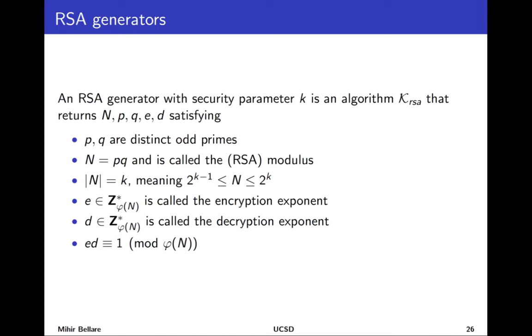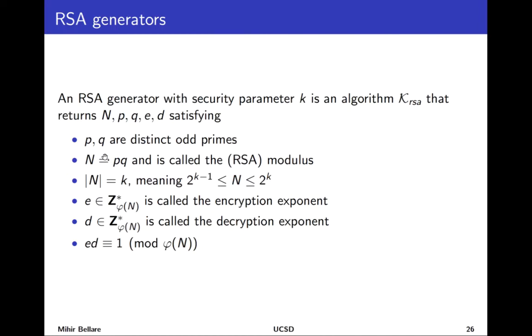If you run this algorithm, it's a randomized algorithm, and it will return a whole bunch of stuff. There's a modulus n, there's a pair of primes p and q, and there's an encryption exponent e and decryption exponent d. And they're supposed to satisfy certain conditions, and if those conditions are met, we say this is an RSA generator. Now, here I'm not giving you a particular recipe or algorithm for a particular generator. There are many specific ways to return these 5 numbers satisfying these conditions, and different implementations will make different choices.